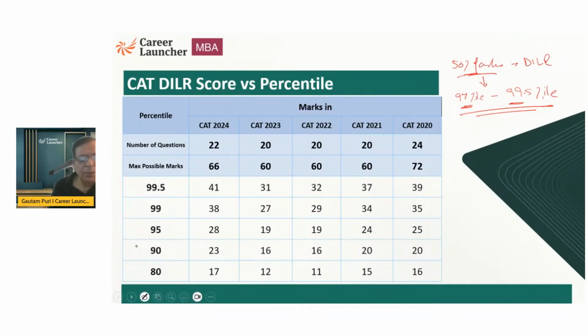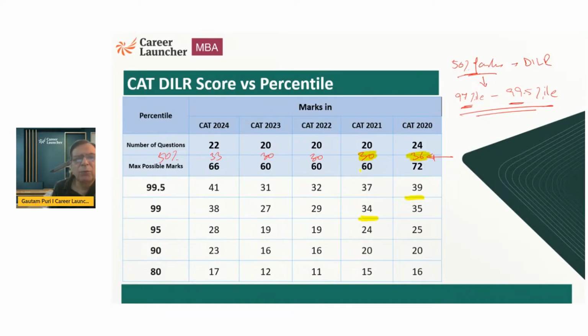So if you look at the last 5 years' papers of CAT, the number of marks are given here. So let's put the 50% marks. What are the 50% marks? It is 33, 30, 30, 30, and in CAT 2020 it will be 36. So where would you land if you had these marks in each of these papers? What percentile would you get? In CAT 24, a score of 36 would have got you maybe a 99.1 odd percentile. And when you look at CAT 2021, these 30 marks would have meant something like a 97.5 percentile.